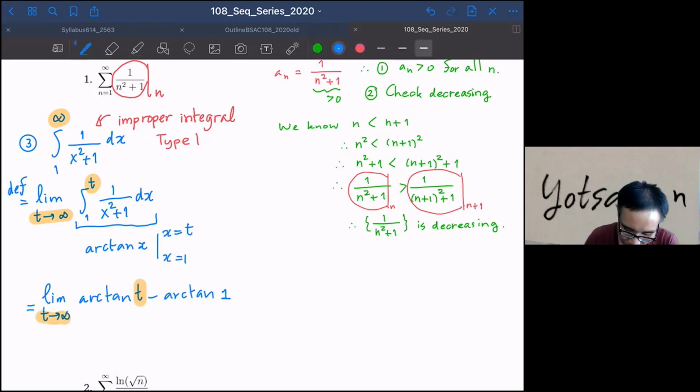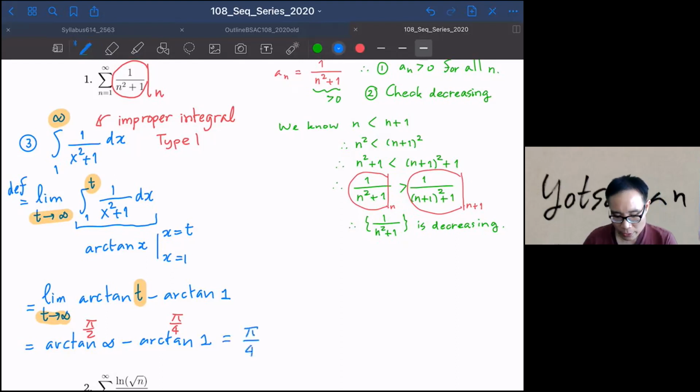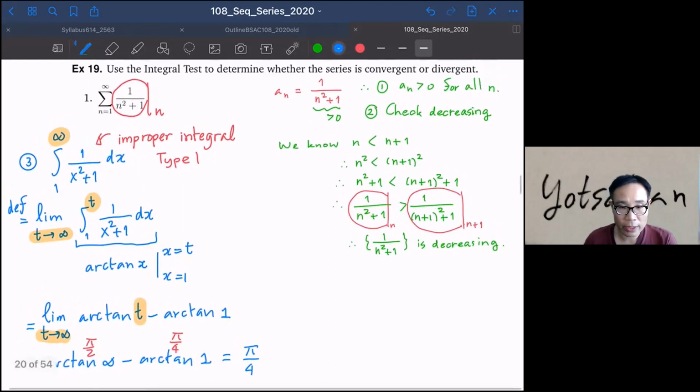And this turns out to be finite, because it is arctan infinity minus arctan 1. Arctan infinity is pi over 2 and arctan 1 is pi over 4. So it's pi over 2 minus pi over 4, which is pi over 4. So this turns out to be pi over 4, convergent.